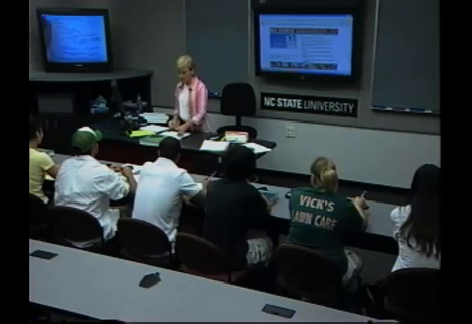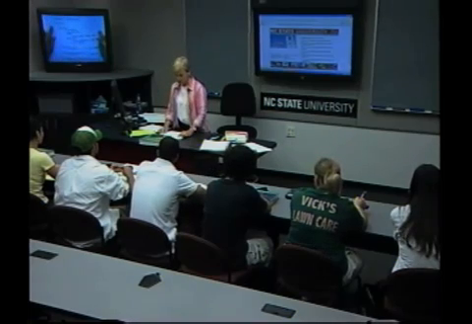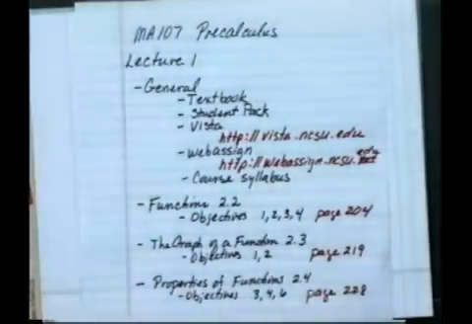We are pre-calculus. However, our textbook is an algebra and trig textbook, and I selected that because it has a little bit more detail than a pre-calculus book. First of all, today, this is the lineup, and I always hope that I can cover all of this.